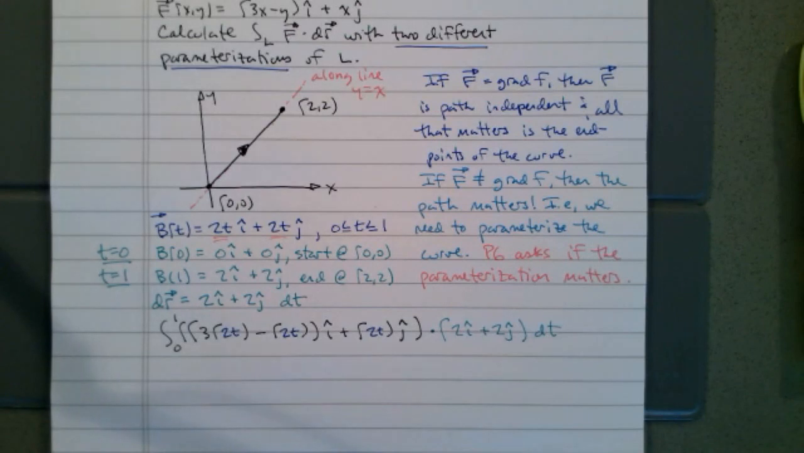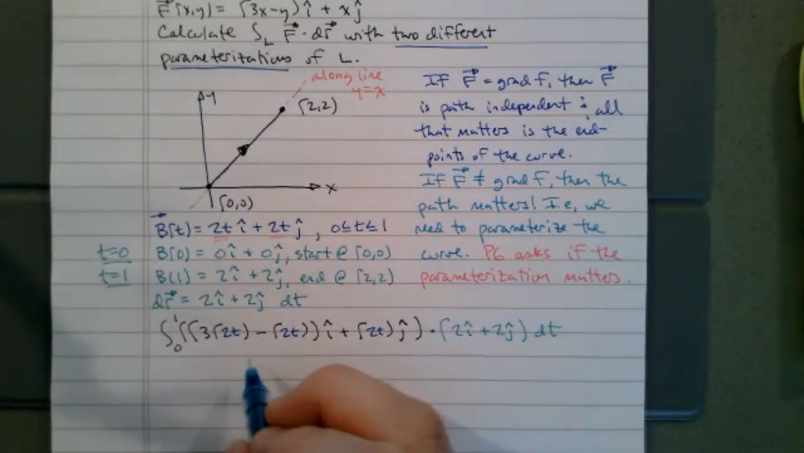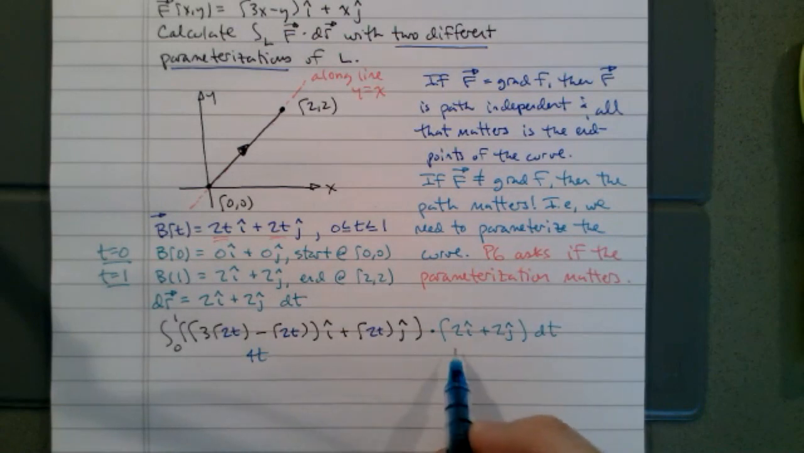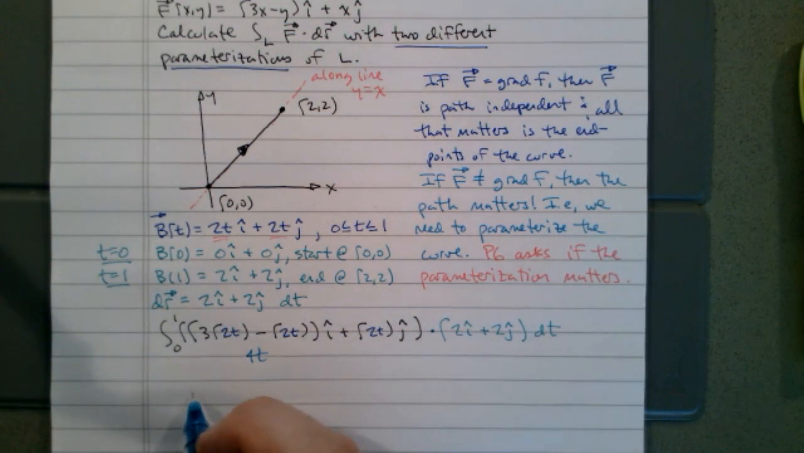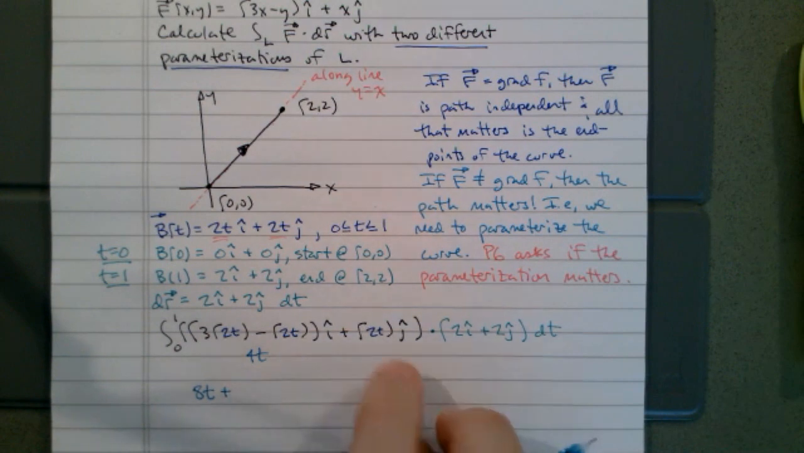We've gone from our line integral with all the vectors, and now we're just looking at a single variable integral in t. I'll clean this up a little bit. So we've got 6t minus 2t is going to be 4t plus 2tj, and then we're going to dot product 2i and 2j. So when we find the dot product, we'll have 2 times 4 is 8t plus 4t. And then we'll integrate this from 0 to 1 dt.